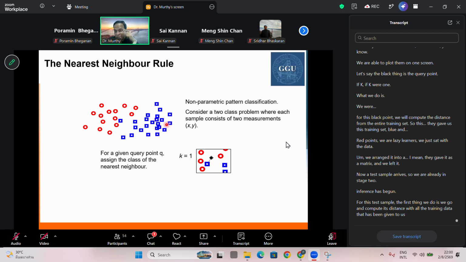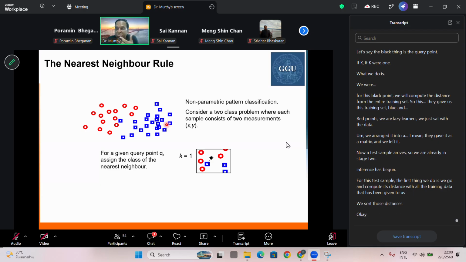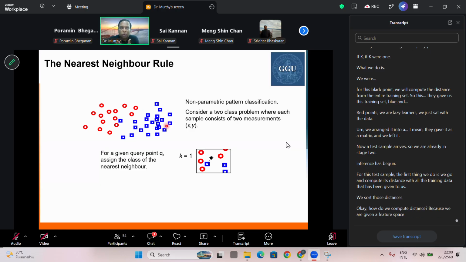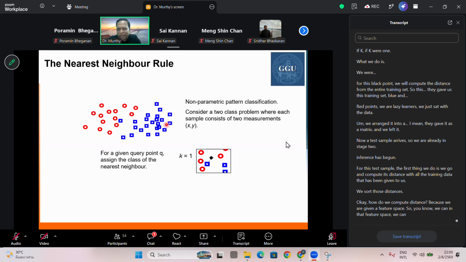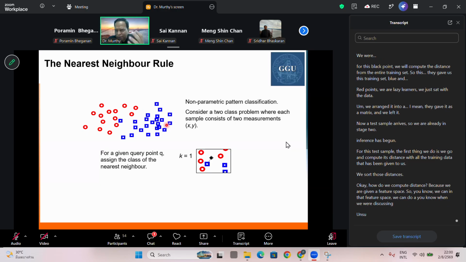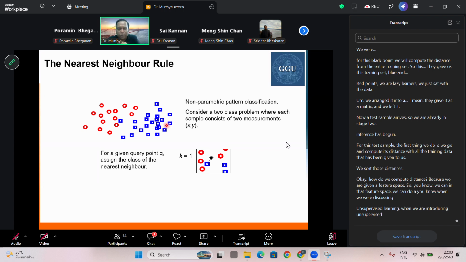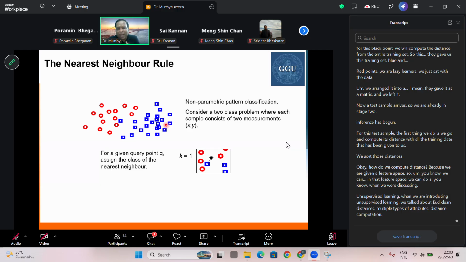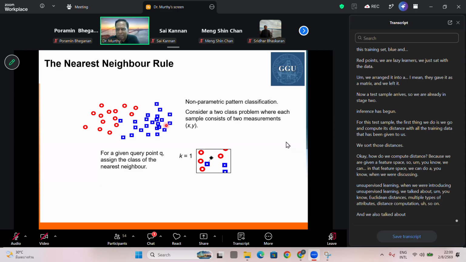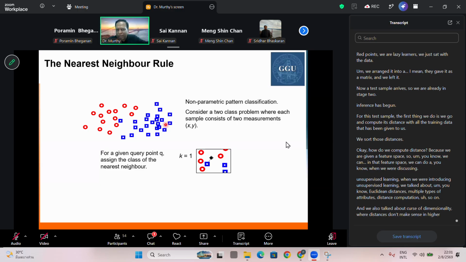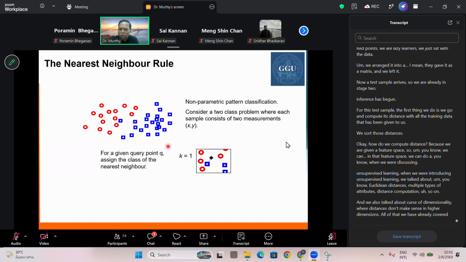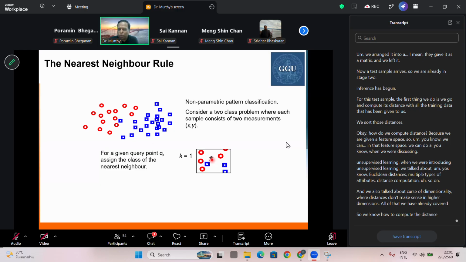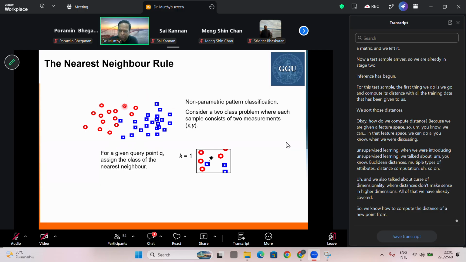We sort those distances. How do we compute distance? We are given a feature space. When we were introducing unsupervised learning, we talked about Euclidean distances, multiple types of attributes, and distance computation. We also talked about the curse of dimensionality, where distances don't make sense in higher dimensions. All of that we have already covered. So we know how to compute the distance of a new point from all existing points.